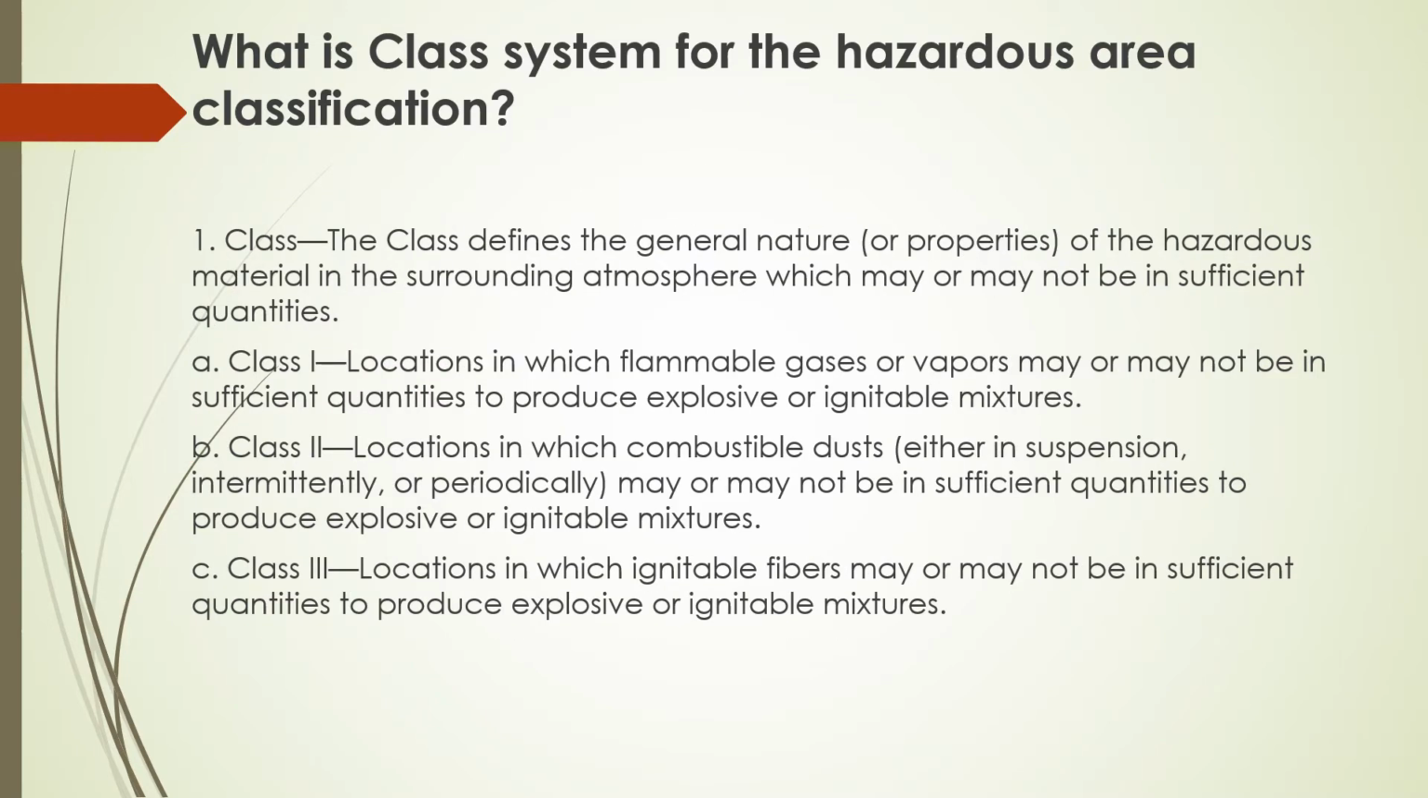What is the class system for the hazardous area classification? The class defines the general nature or properties of hazardous material in the surrounding atmosphere, which may or may not be in sufficient quantities. Class 1: location in which flammable gases or vapors may or may not be in sufficient quantities to produce explosive or ignitable mixtures.